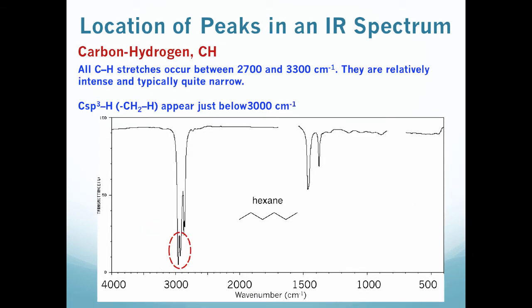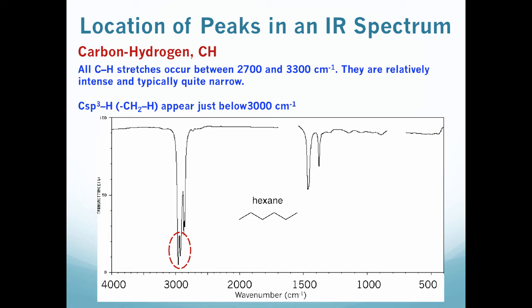Sticking with the 2500 to 4000 region, we're next going to take a look at the CH stretch. Almost every organic molecule that you look at is going to have carbon-hydrogen bonds, so this is a stretch you should expect to see very, very frequently. All of your CH stretches are going to occur between 2700 and 3300 wave numbers, and we're going to see that they're pretty intense and quite narrow in most cases.